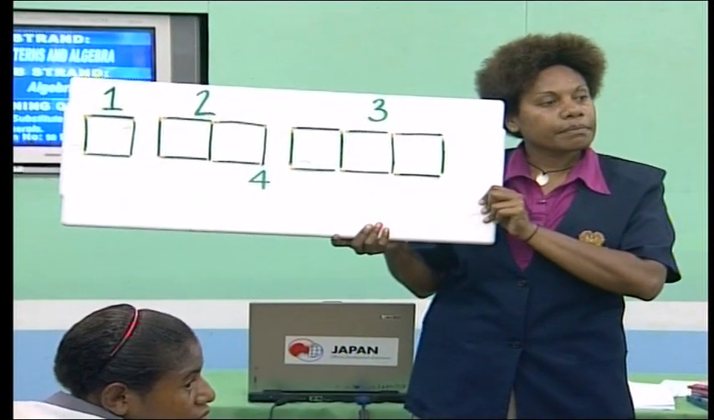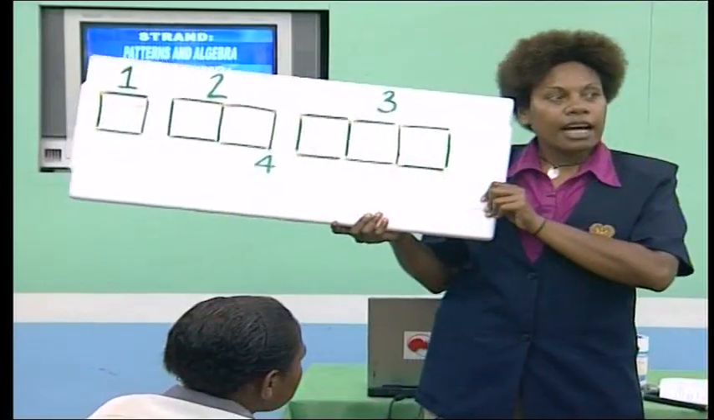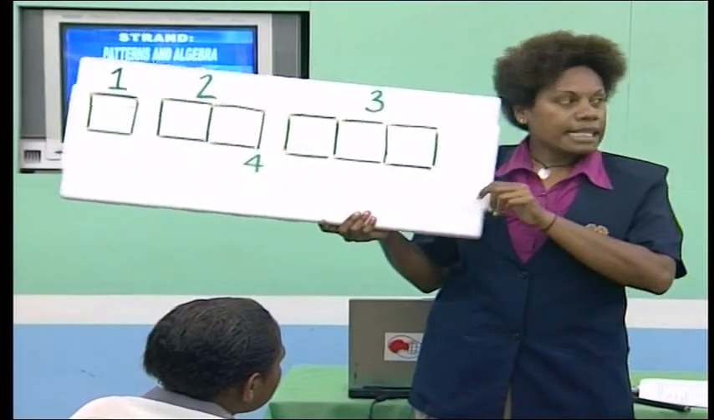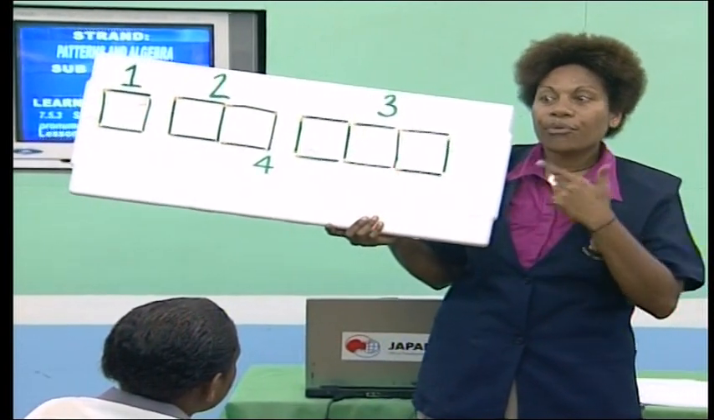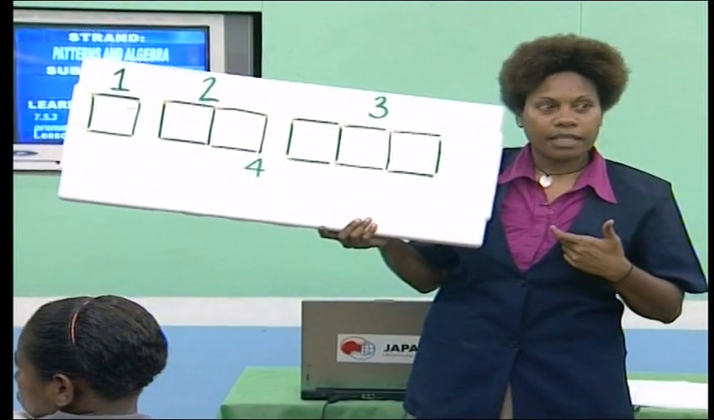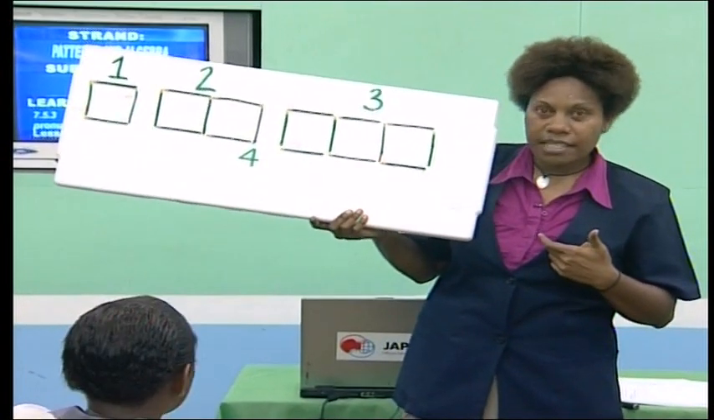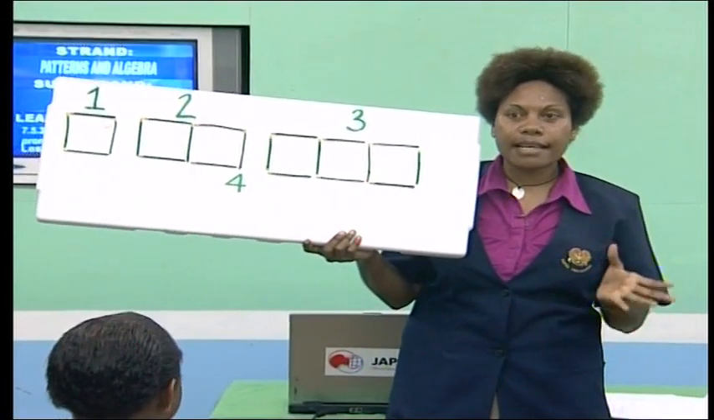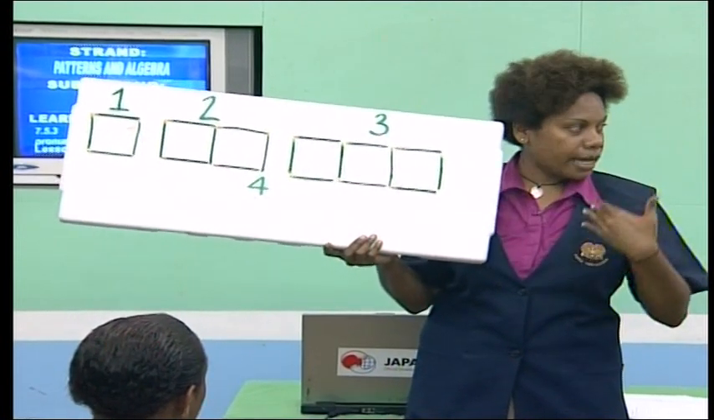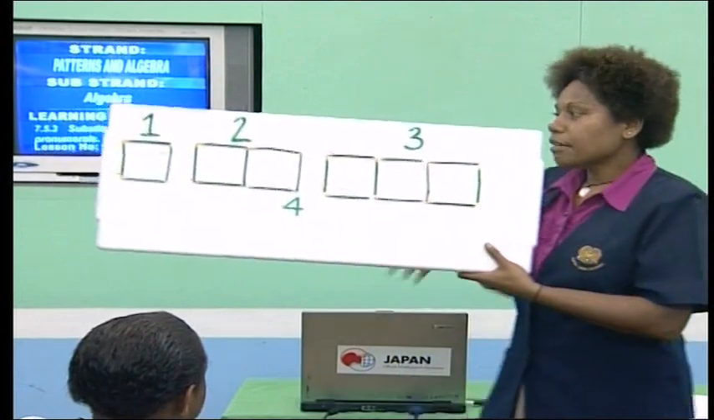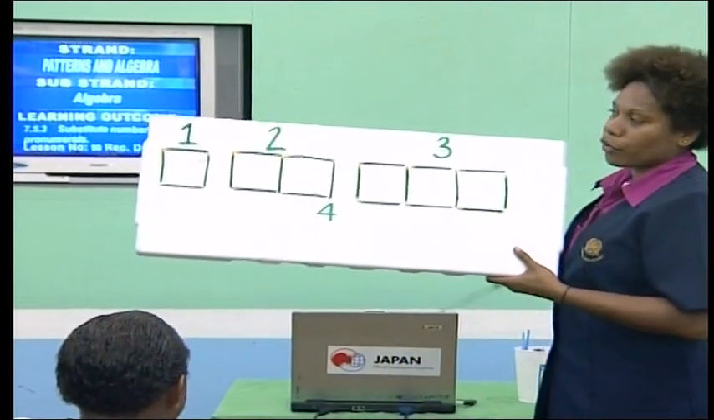Clement? Start with four and add three each time. Okay, thank you, Clement. Clement said, starts at four and add three each time. Sevenese and receiving students, do you agree with Clement's answer? Yes. Starts at four and add three each time. Okay, let's see if Clement is correct.